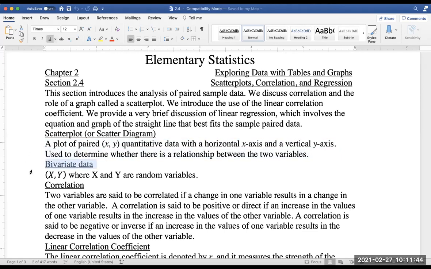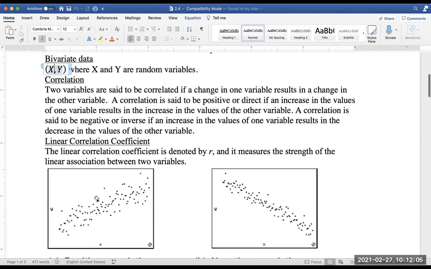And so bivariate data. An ordered pair is said to be bivariate data if each of these are random variables. So let's say height and weight. So this is maybe for each person, I will ask you, what is your height and what is your weight? So here's your height here, and here's your weight. And for the next person, here's your height, and here's your weight.